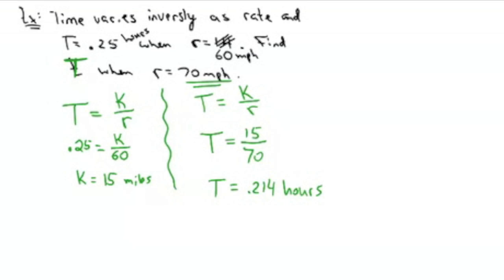So you take 0.214 and you multiply it by 60. So it's 0.214 multiplied by 60. Basically 13 minutes, right? So increasing your speed by 10 miles per hour over a 15-mile period saves you exactly 2 minutes. That's 10 miles per hour faster than originally.